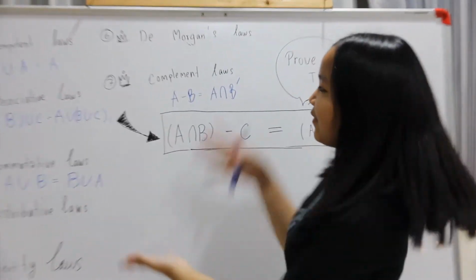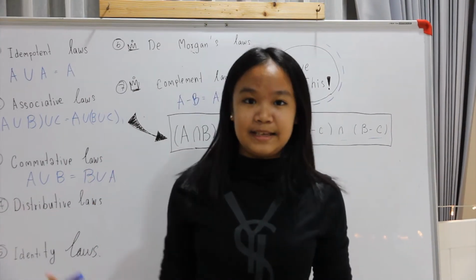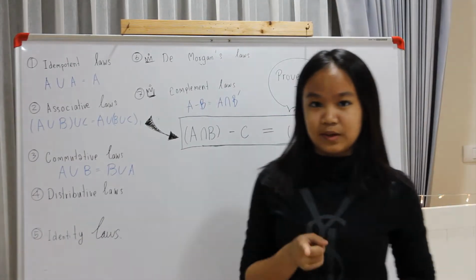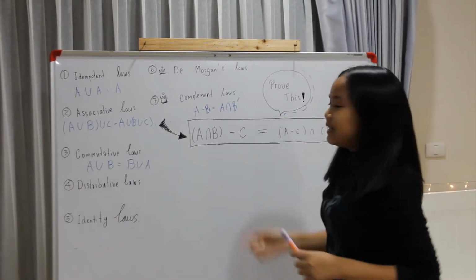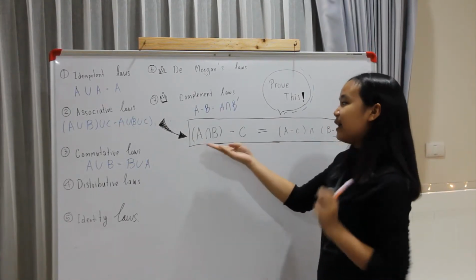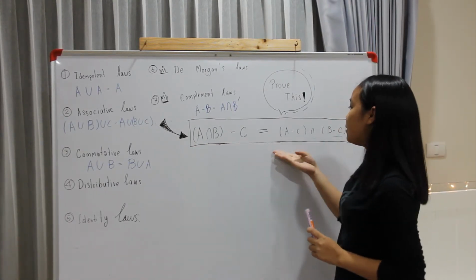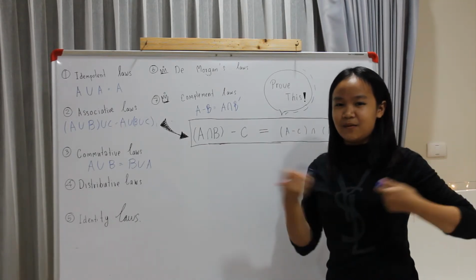So as we have learned these 7 laws, you might ask the question, how am I going to use these things in real life? Okay, you'll be using it to prove whether a statement is right or wrong. Let's see the statement. A intersect B minus C is equal to A minus C intersect B minus C, right?